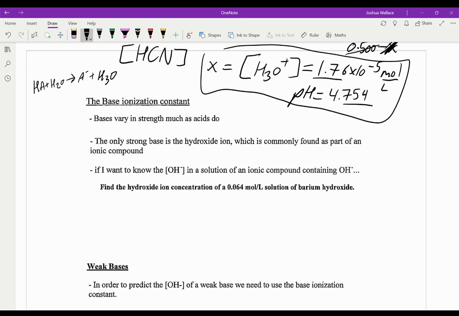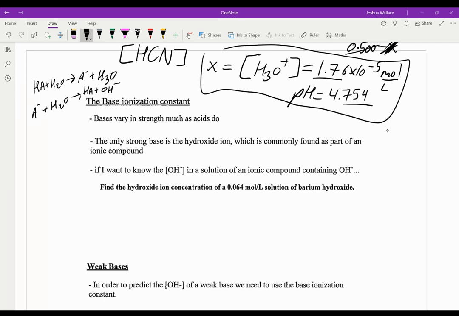All right. So we're going to talk a little bit about when we have a base ionized. So that would be A minus reacting with H2O. In case you're wondering what A minus, or even just A, is, it's just a generic variable for acid. So A minus reacts with H2O to produce our conjugate acid, which is HA, and our conjugate base, which is OH minus in this case.